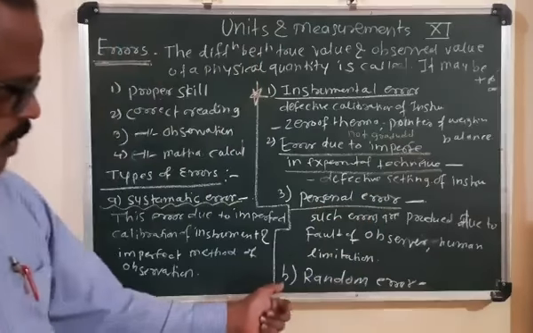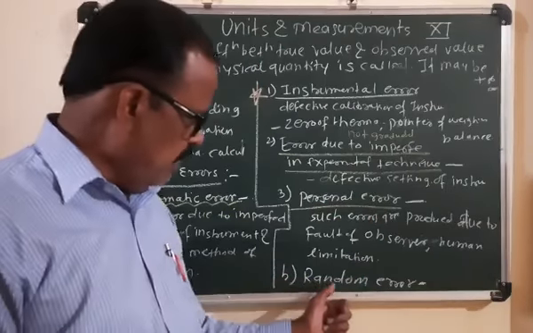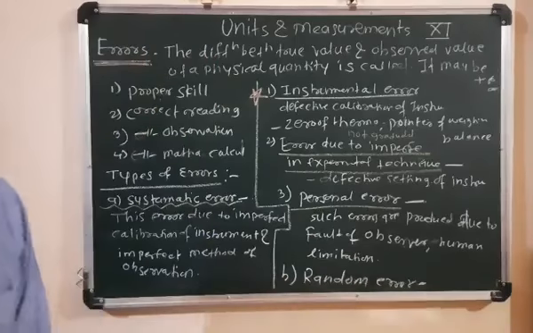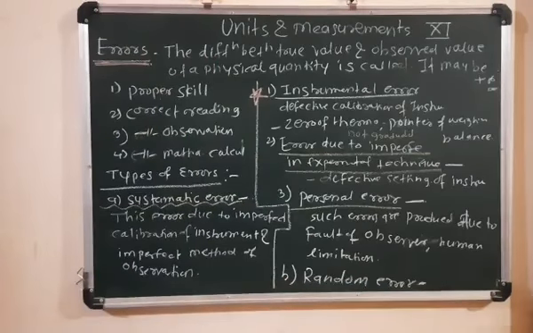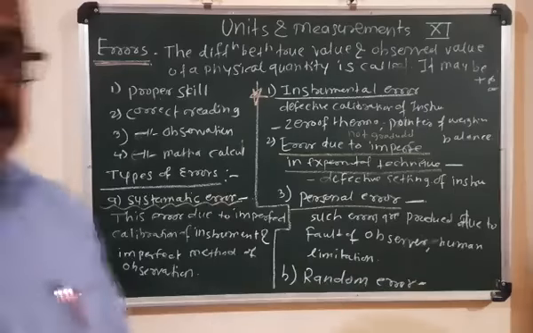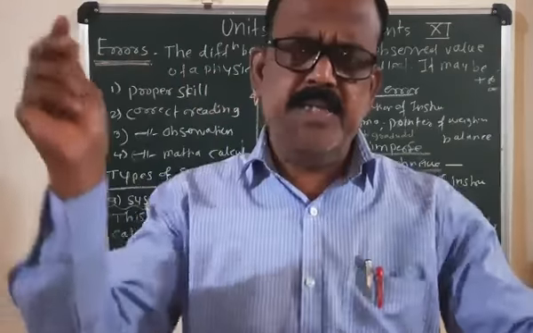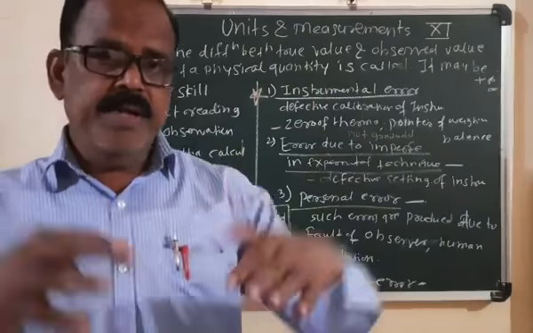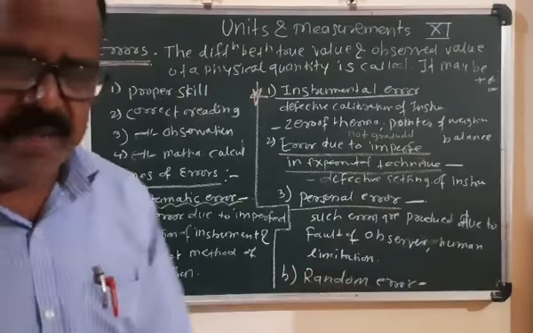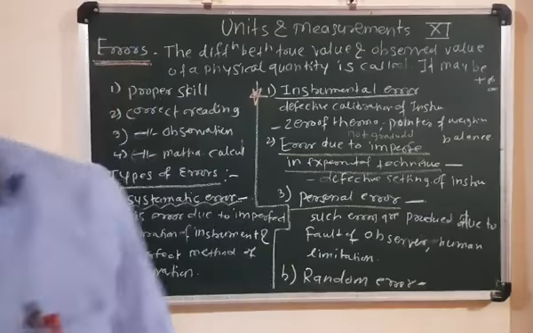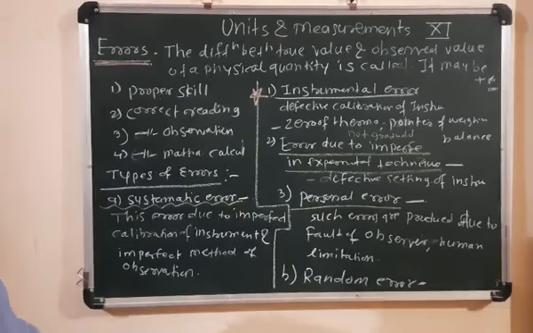Next, we have to observe or explain the idea about the random error. This is the second type of error, called random error. Even if all possible precautions are taken, the error produced in the measurement of a physical quantity is called random error.